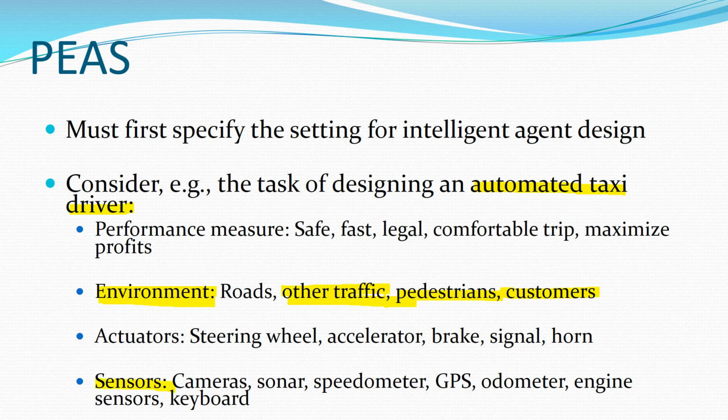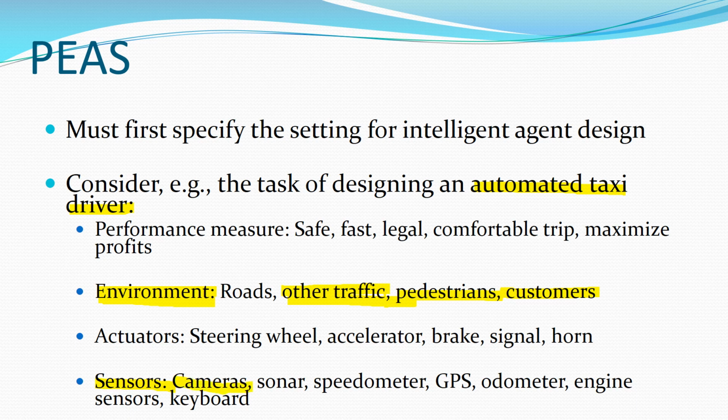That is, for designing a taxi driver agent, what sensors do you need? Now, what is the objective of an automated taxi driver agent? The objective of an automated taxi driver agent is to drive the taxi automatically and safely to a particular destination. For this purpose, what can be the sensors through which the taxi driver agent would sense?